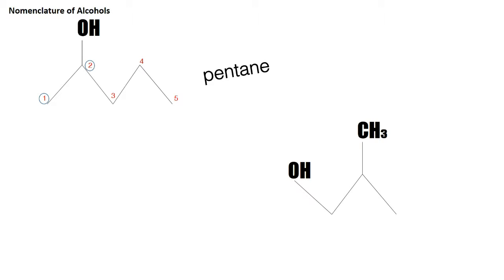Since there is a hydroxyl group present which is the OH, the letter E in the name of the alkane must be replaced with OL. So this alcohol is called pentan-2-ol since the OH is attached to the second carbon. Now, let's have a more difficult one.